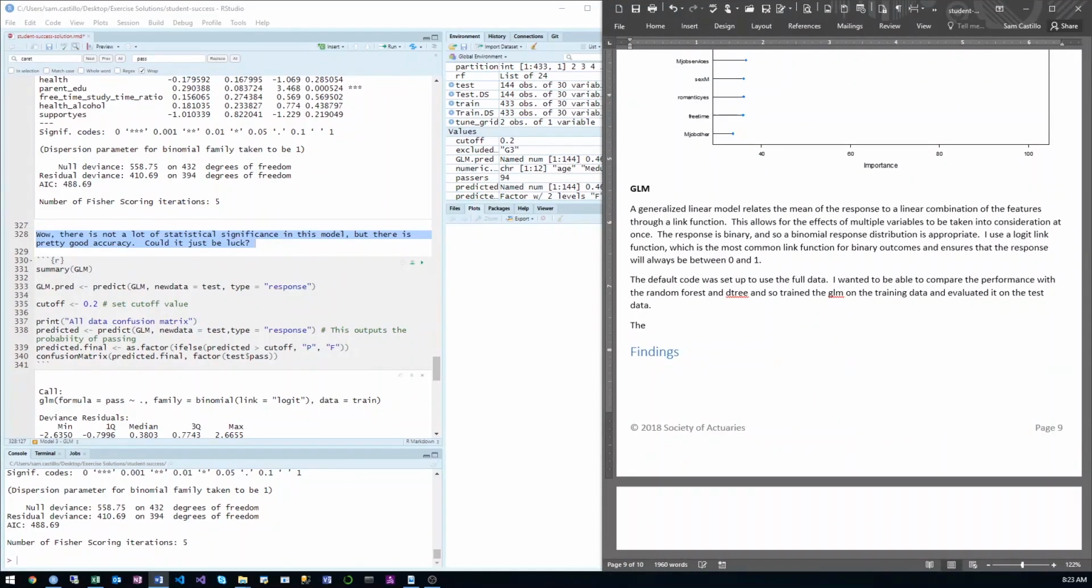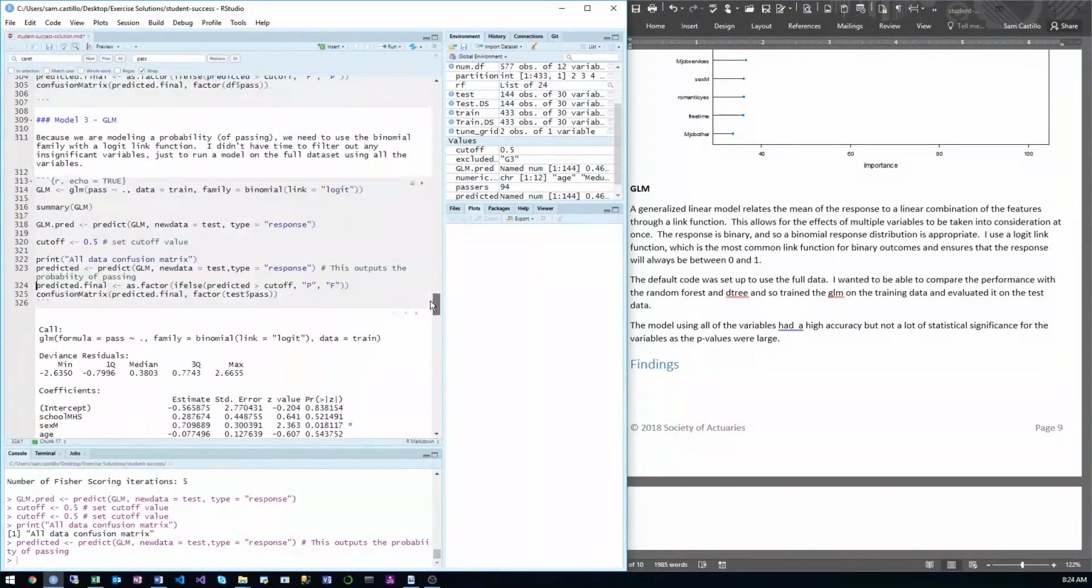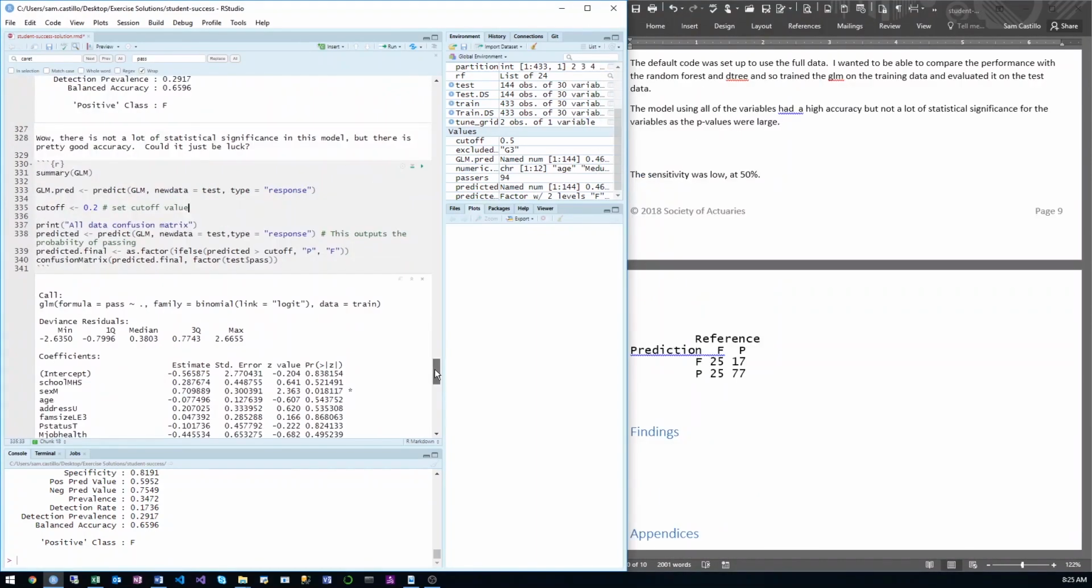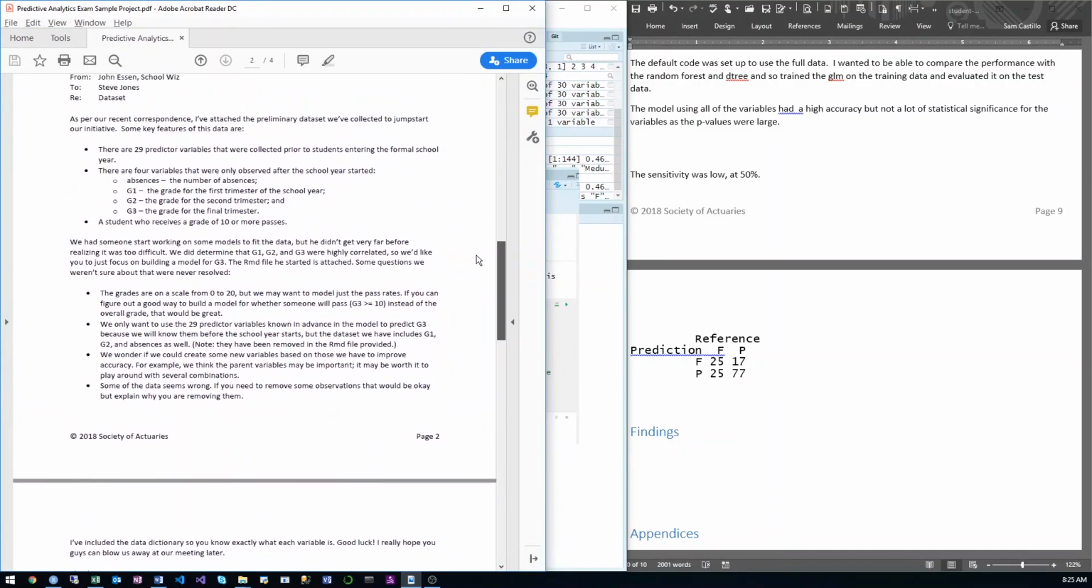GLM. The model using all of the variables had a high accuracy, but not a lot of statistical significance for the variables, as the p-values were large. Confusion matrix was, where's the confusion matrix? The sensitivity was low at 50%. So I should get rid of the, well, this is just a GLM. Do they have us do any type of variable selection like step AIC or lasso?